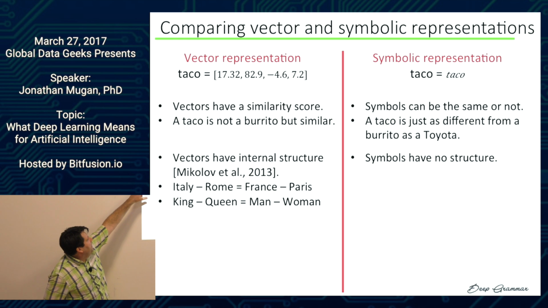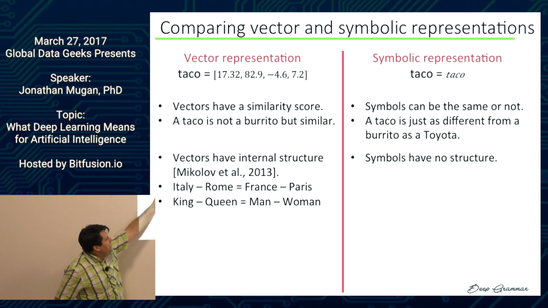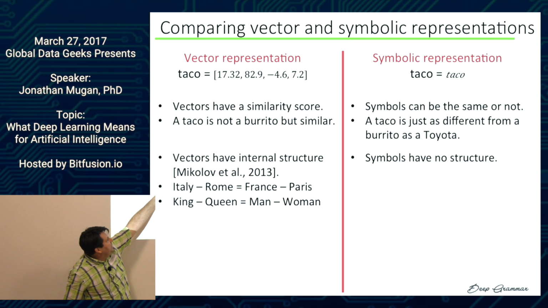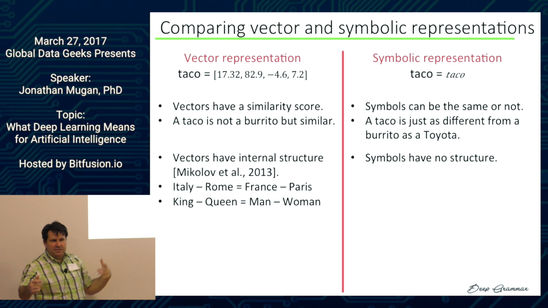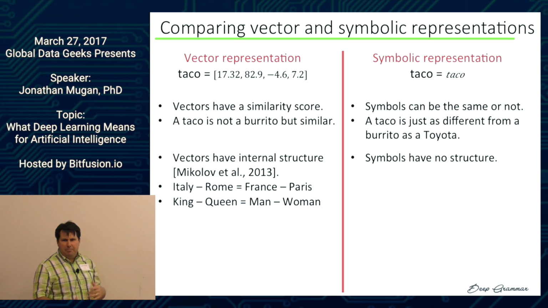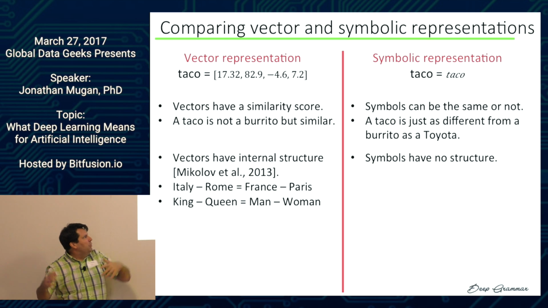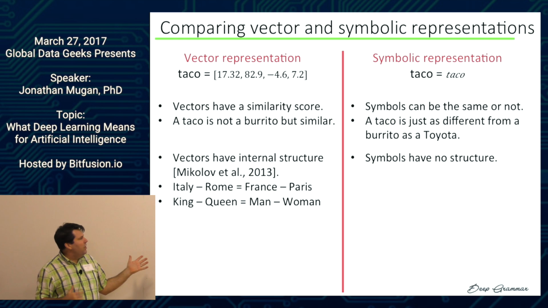If you take the vector for Italy and subtract the vector for Rome, you get some vector output. And that vector is going to be very similar to the vector for France minus the vector for Paris. So somehow encoding capitalness. And same with king minus queen equals man minus woman. So somehow this vector is encoding stuff.